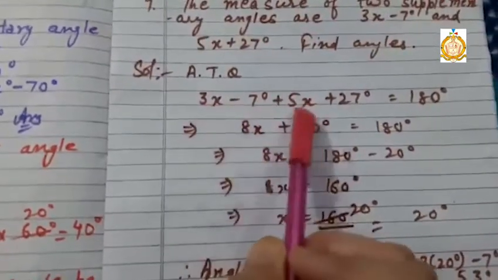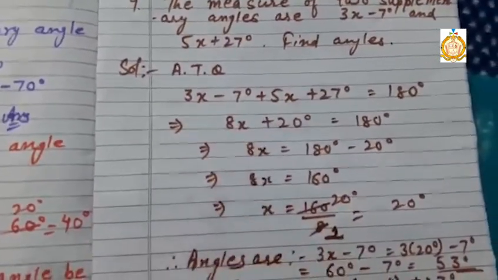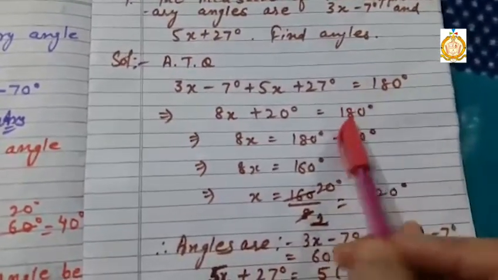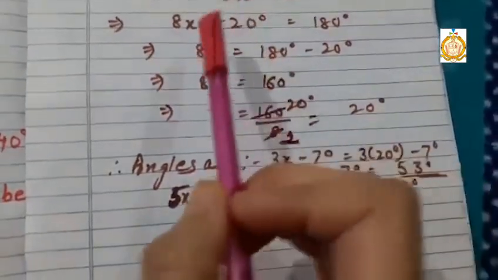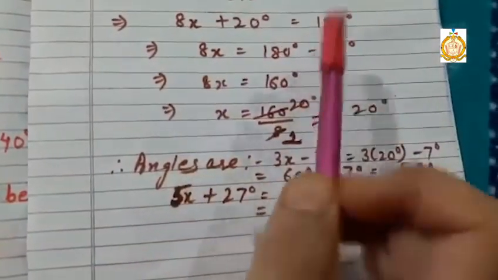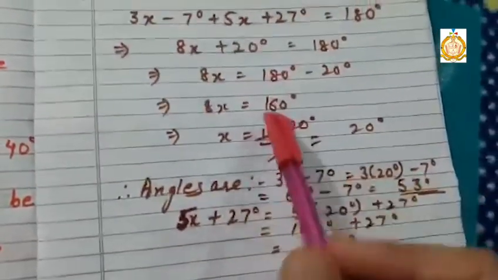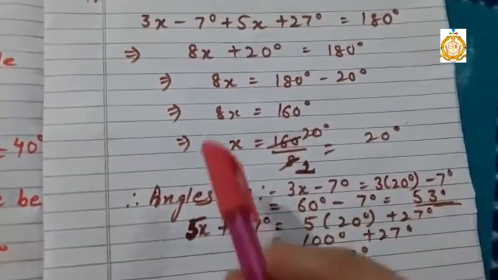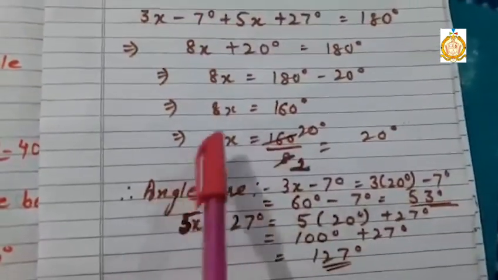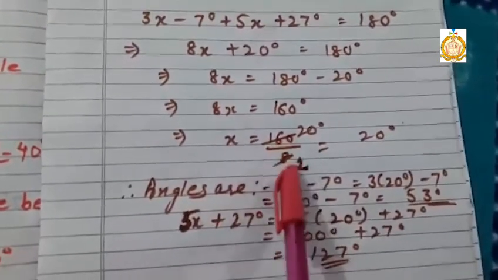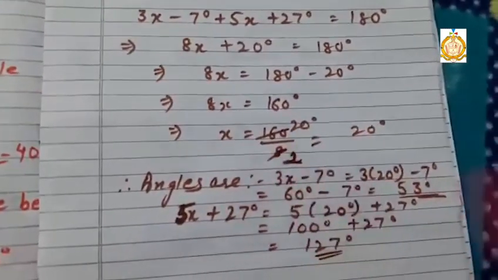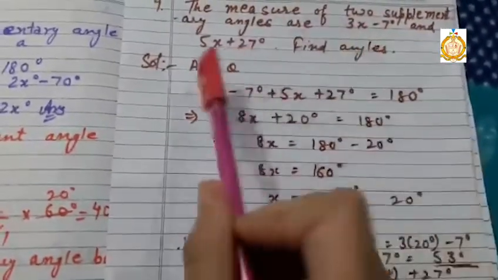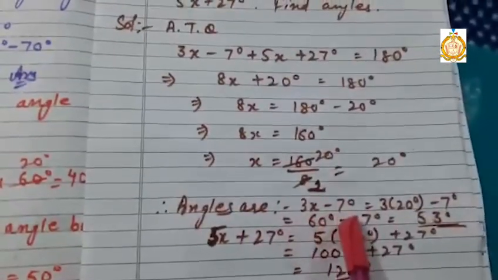Here 3x plus 5x would sum up to give 8x. After solving it, you would get 20 degree. Again this term as such. Now this is plus, and after shifting its position it would become negative. We have to find the value of x, and here after solving it you would get 160 degree. Here 8 is multiplying, so after dividing you would get 20 degree, and the value of x would become 20 degree. Now putting the value of x in this and this angle, 3x minus 7 degree.